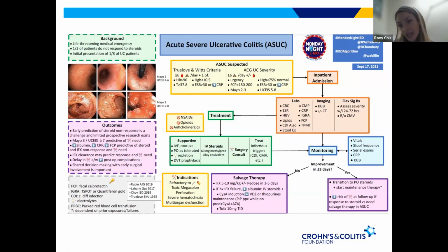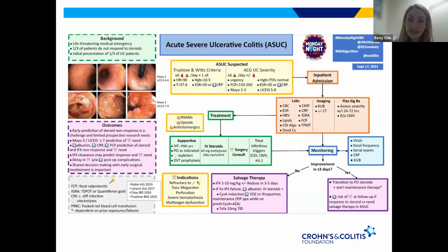Acute severe ulcerative colitis can be a life-threatening medical emergency in patients with ulcerative colitis. And it just so happens that about a third of patients, so a good 30% of patients, will present like this on their initial presentation. And so we need to keep that in mind and make sure that we don't miss this on initial presentation, because it can have some pretty serious complications.